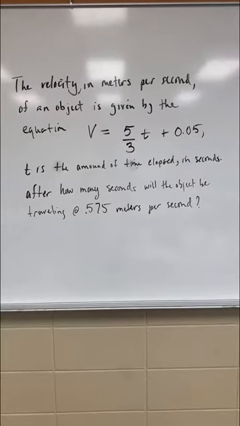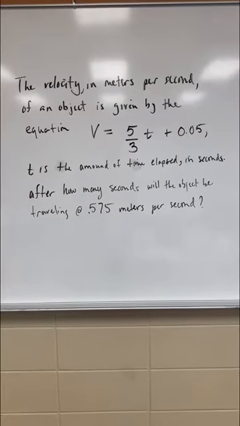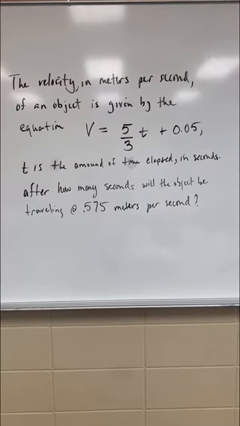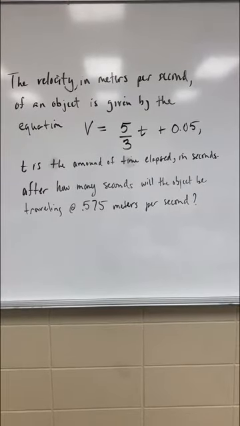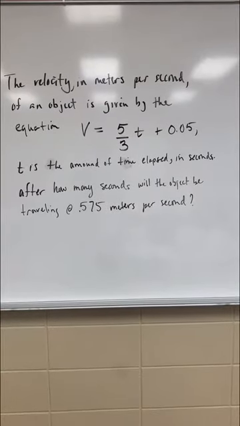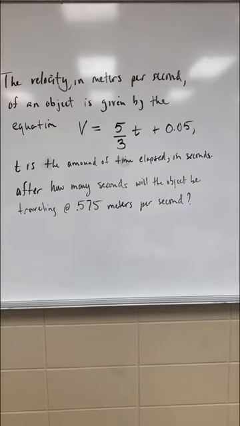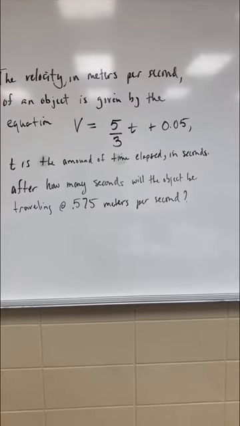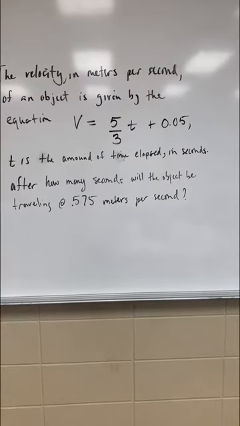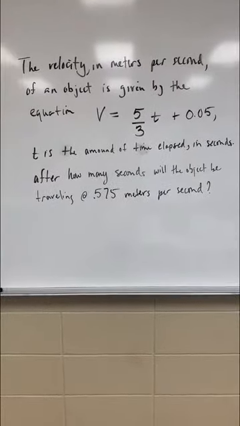All right, here's the last example I'm going to go over today. This one reads, the velocity in meters per second of an object is given by the equation v is equal to 5/3t plus 0.05. T is the amount of time elapsed in seconds. After how many seconds will the object be traveling at 0.575 meters per second?